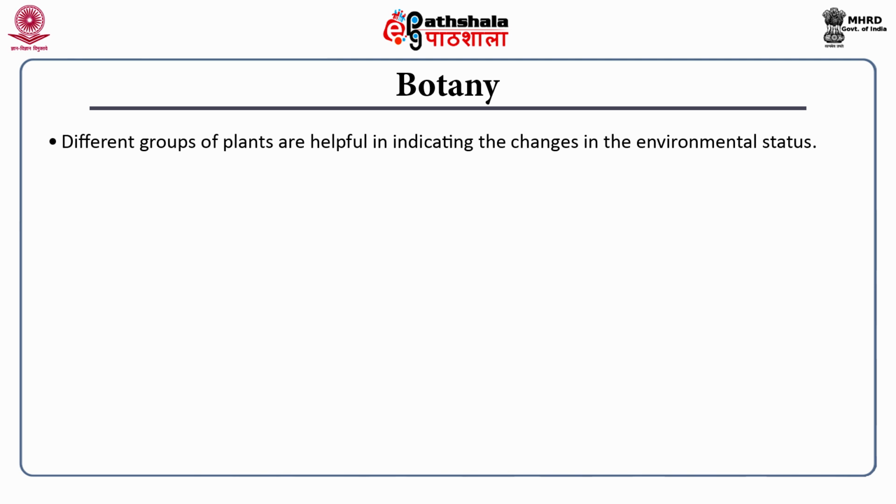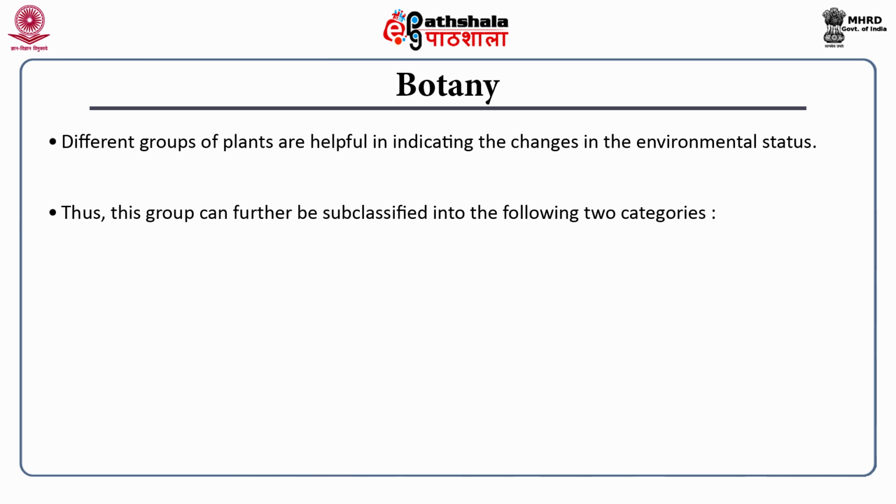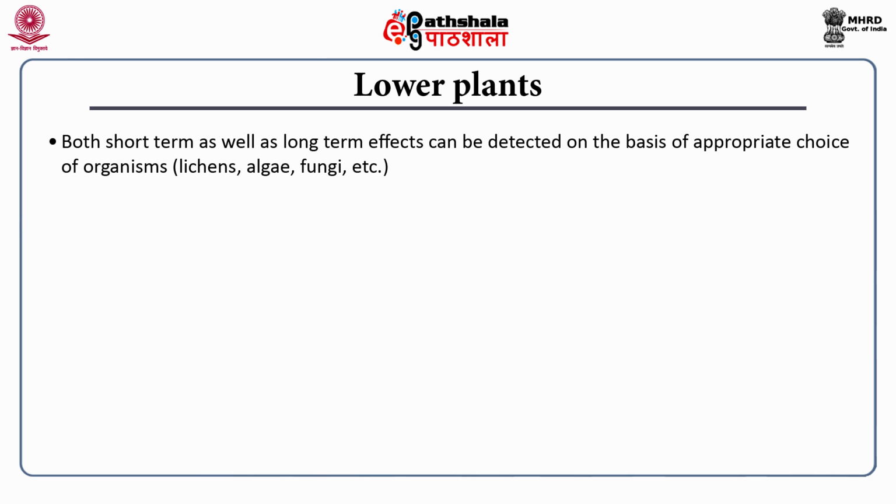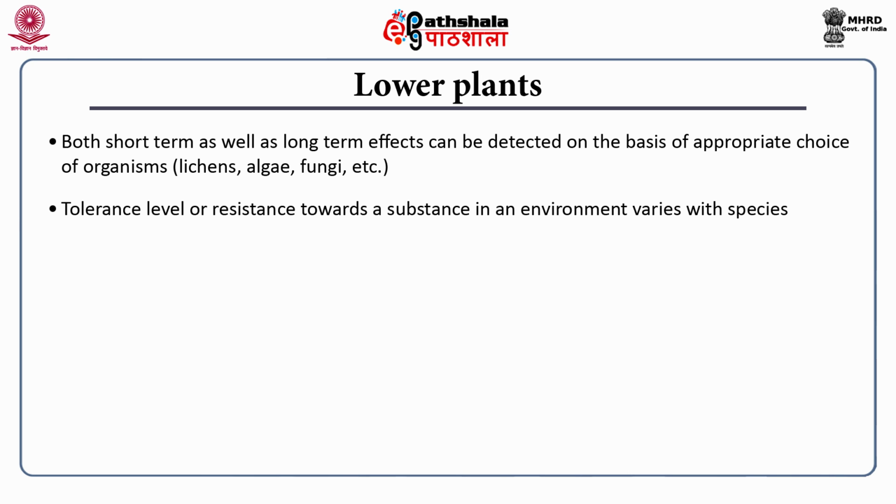Botany. Different groups of plants are helpful in indicating the changes in the environment. As we all know, plants are classified into two categories, that is lower plants and higher plants, and both of them are indicators of any environmental stress as well as any disturbance. Lower plants. Both short-term as well as long-term effects can be detected on the basis of appropriate choice of organisms, for example, lichens, algae, fungi, etc. Tolerance level or resistance towards a substance in the environment varies according to the species.